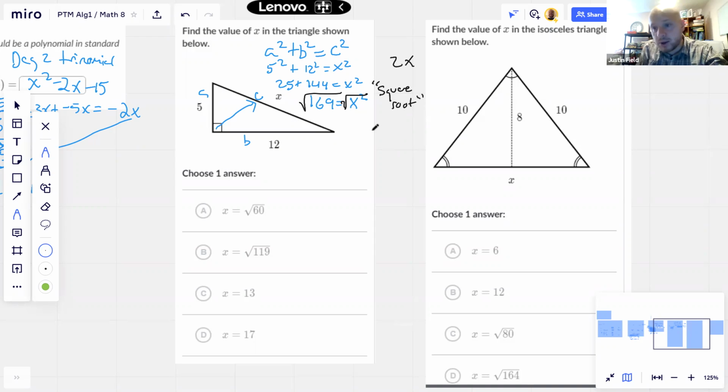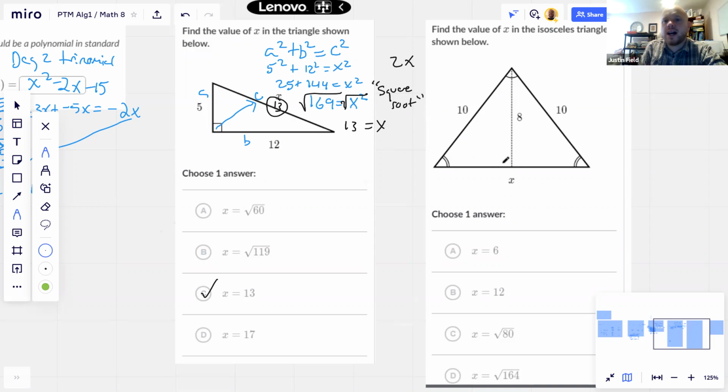Don't say square both sides. Don't say divide by 2, say square root. And so the square root of 169 is 13. I happen to know that. So that's the answer. All right.